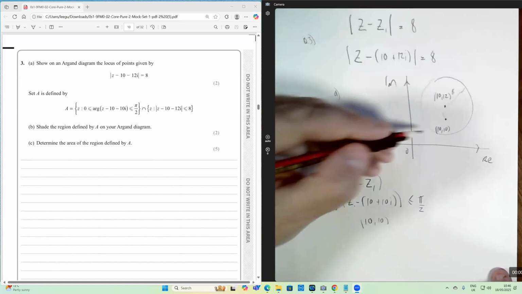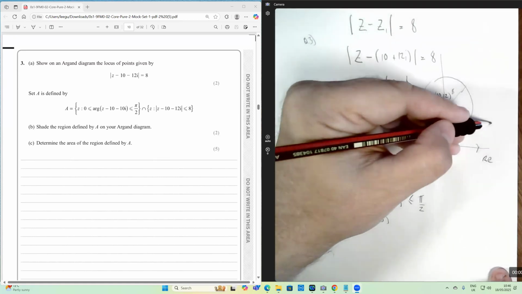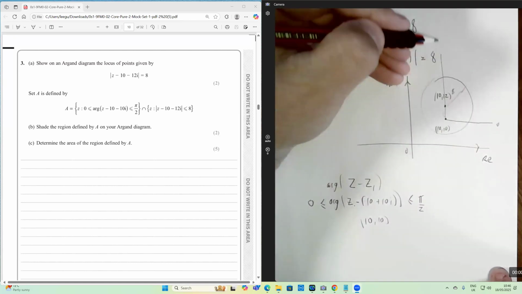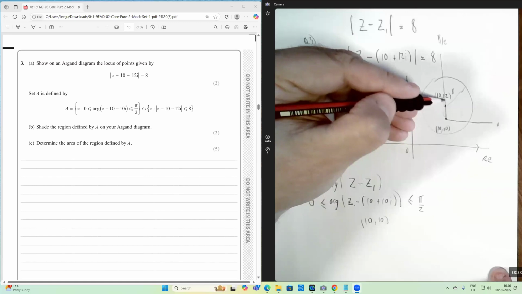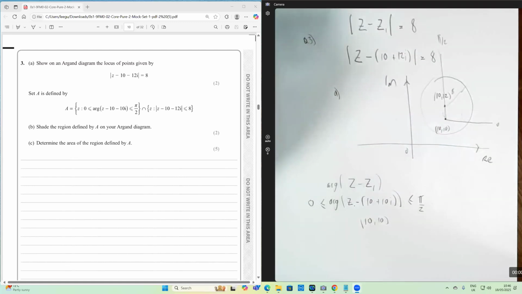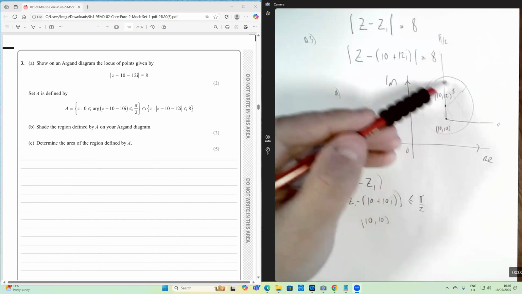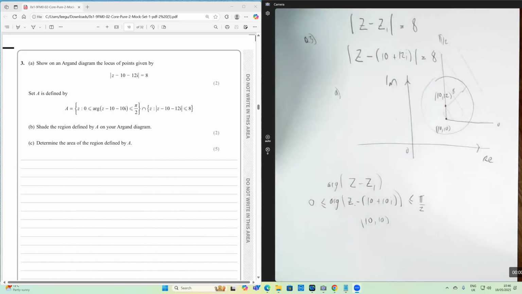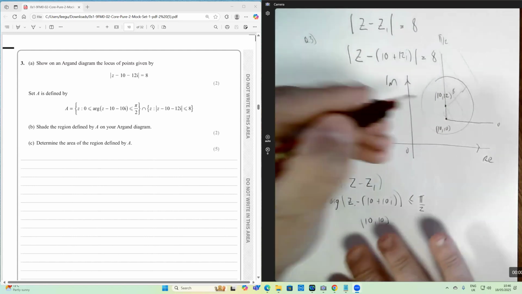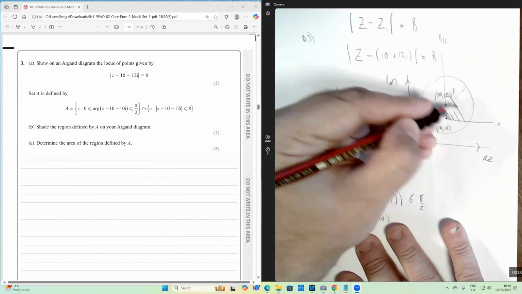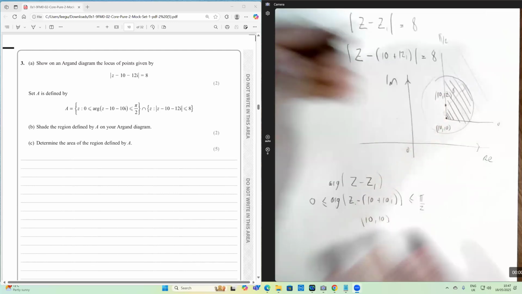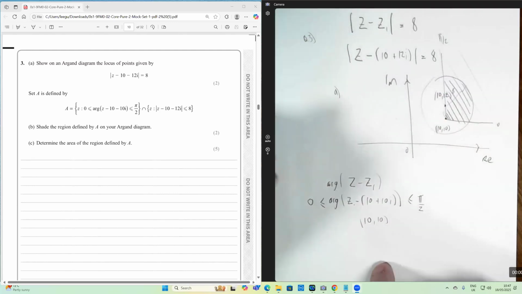We've got going up to pi over 2 and from 0. So there's our 0, there's our pi over 2, and that's the region that we've got located by that particular half line. Now, the region that we're after, it says set A is defined by that, shade the region. So they're basically saying it's got to be within this half line, so within that region between the values of 0 and pi over 2, and it's also got to be the intersection of that and within the circle. So the region in question that is within the limits of the half line and is within the circle is that shaded region there. So that is part B done.